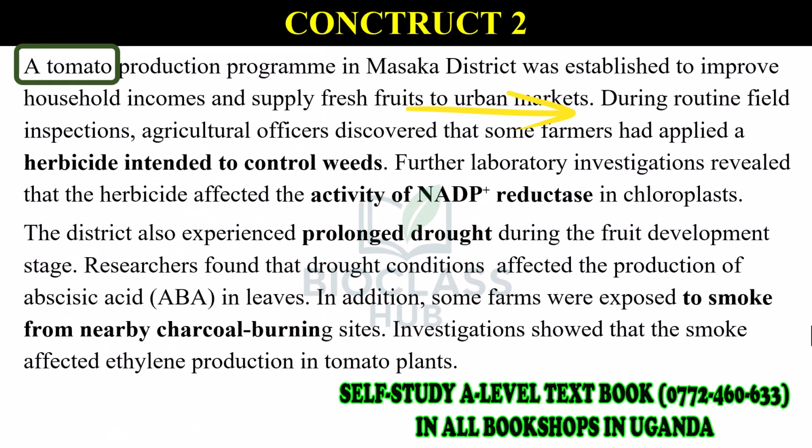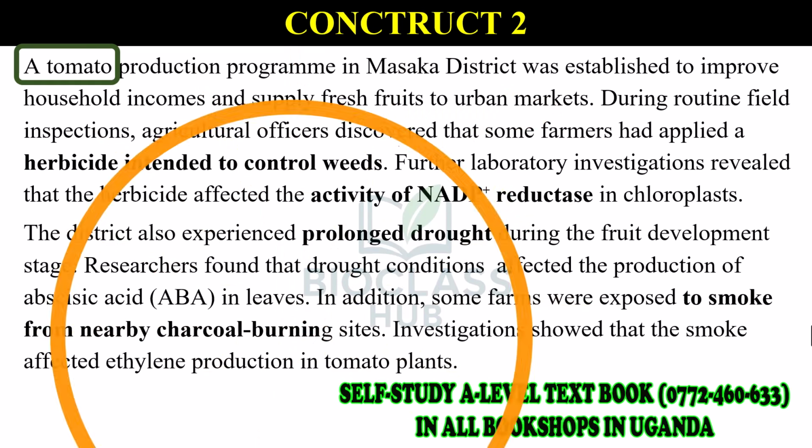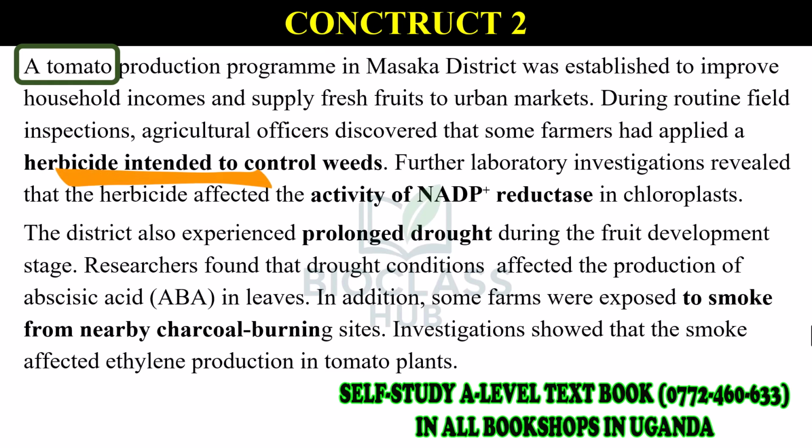A tomato production program in Masaka district was established to improve household incomes and supply fresh fruits to urban markets. During routine field inspections, agricultural officers discovered that some farmers had applied a herbicide intended to control weeds. Further laboratory investigations revealed that the herbicide affected the activity of NADP plus reductase in chloroplasts.